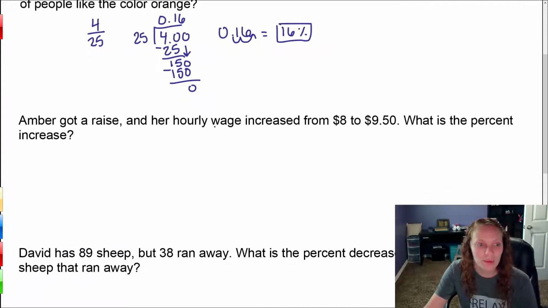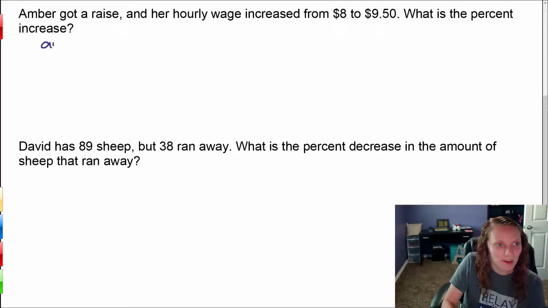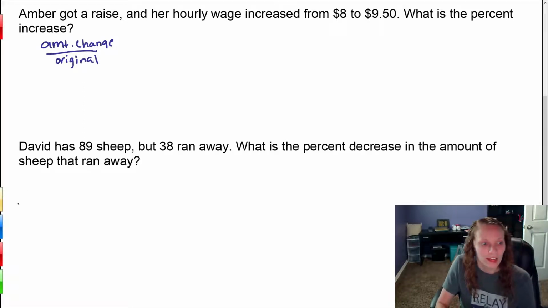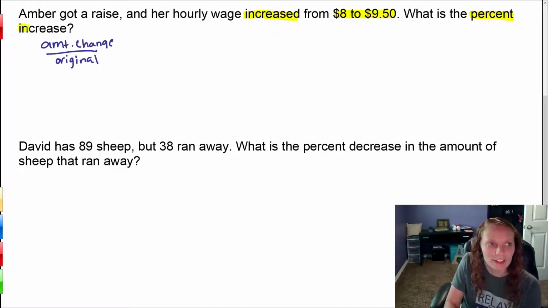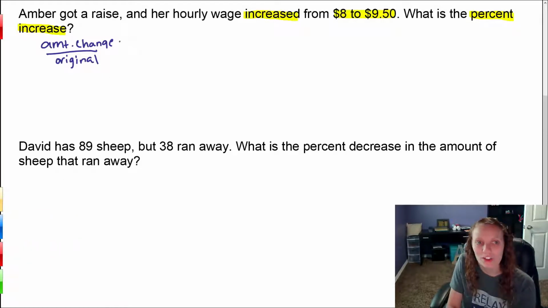Okay, let's try a percent of change question. Remember, it's the amount of change over the original amount. Amber got a raise and her hourly wage increased from $8 to $9.50. What is the percent of increase? So however much it increased by needs to go in the numerator, and then the denominator will be the original amount of her hourly wage.